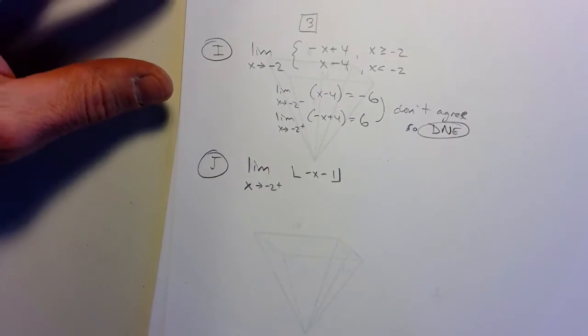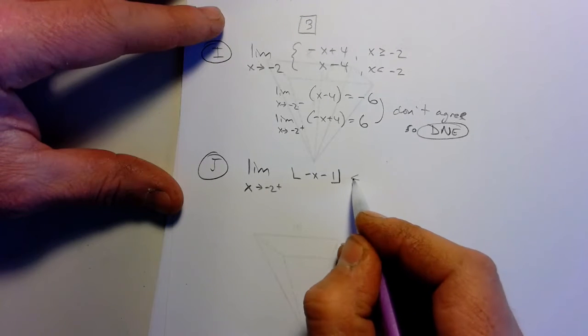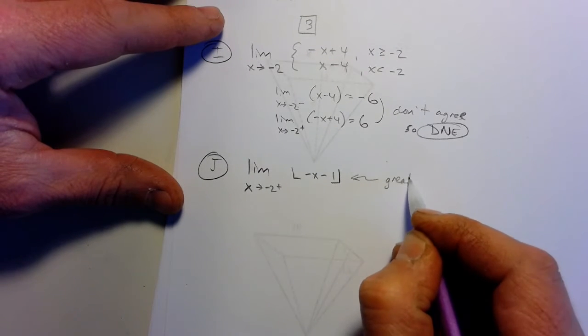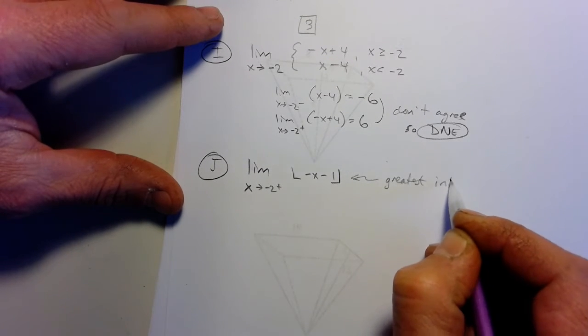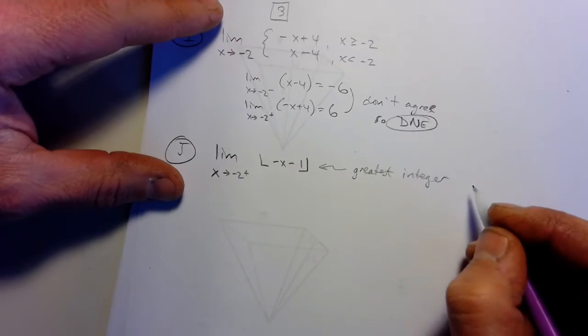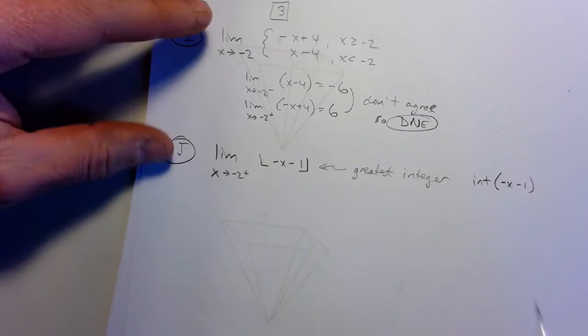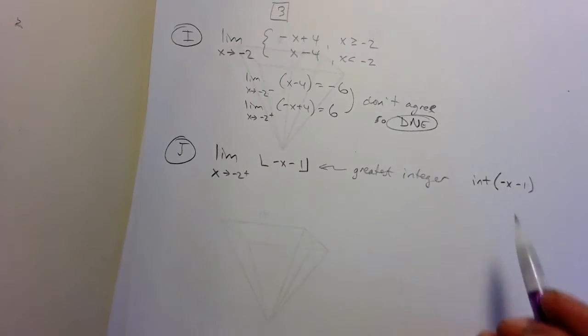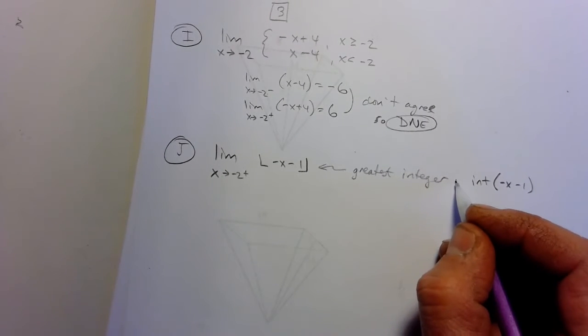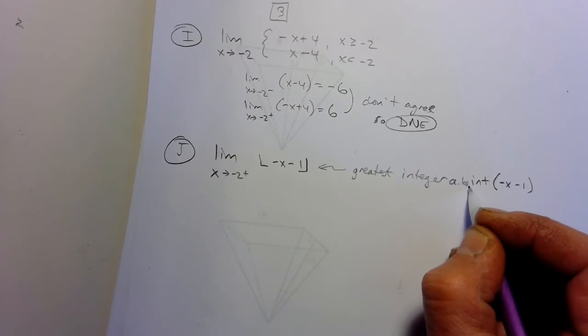So this is the greatest integer function. It also can be written like this, it would be int of negative x minus 1. That's basically what's in your calculator if you're going to use it. There's an aka for it, it's like this, the greatest integer function.